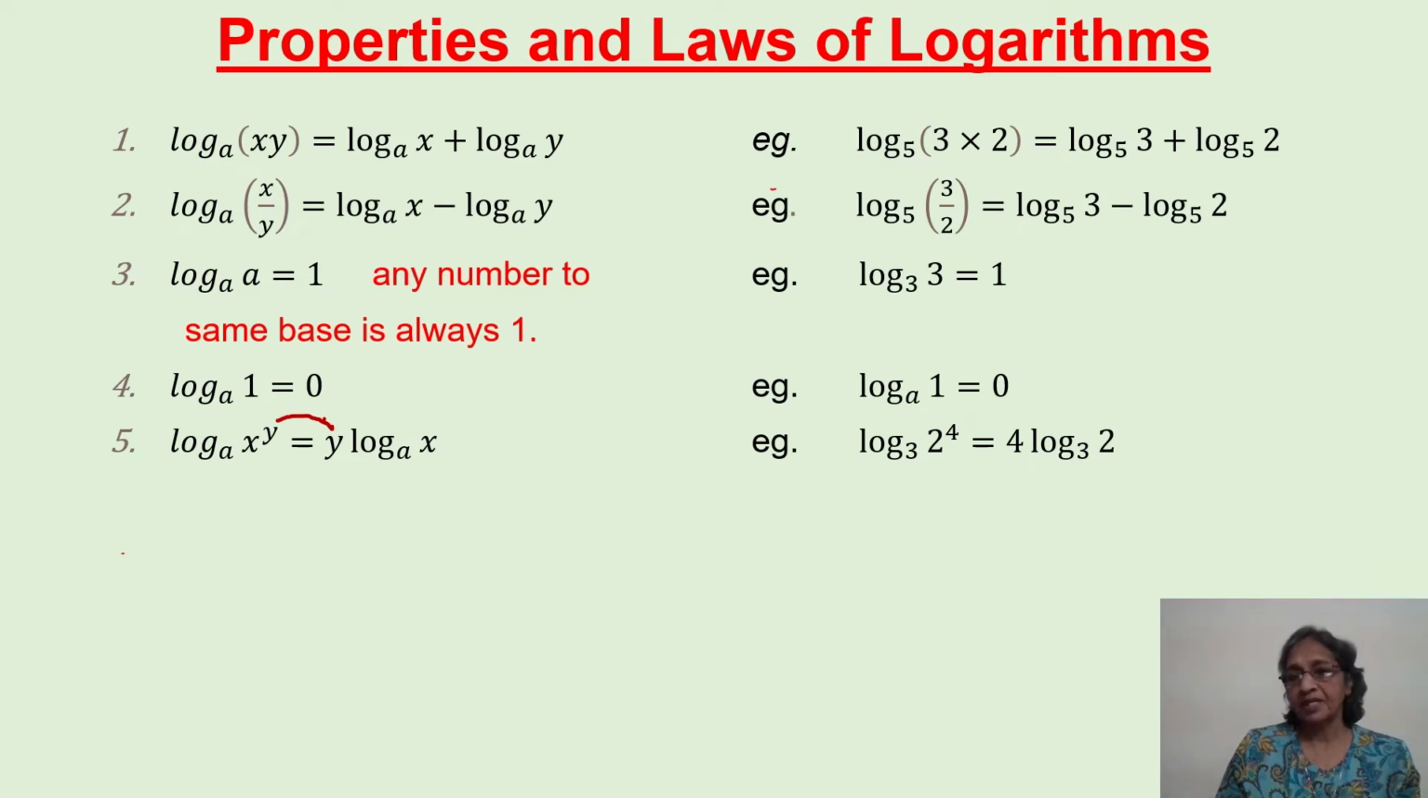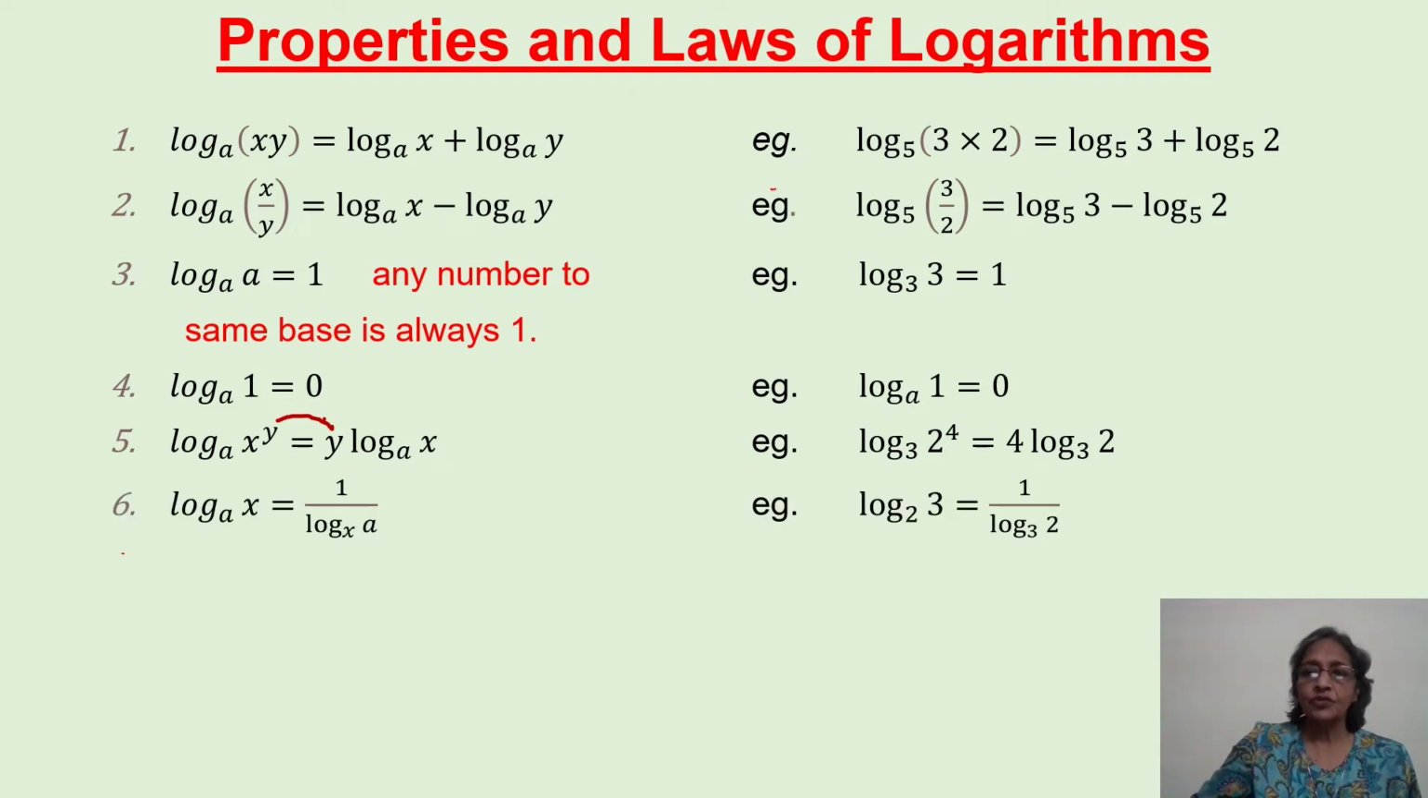Look at the example. Log of 2 raised to 4 to the base 3. So what happens over here is that this 4 which is there as the index number comes in front. So this will become 4 log 2 to the base 3.